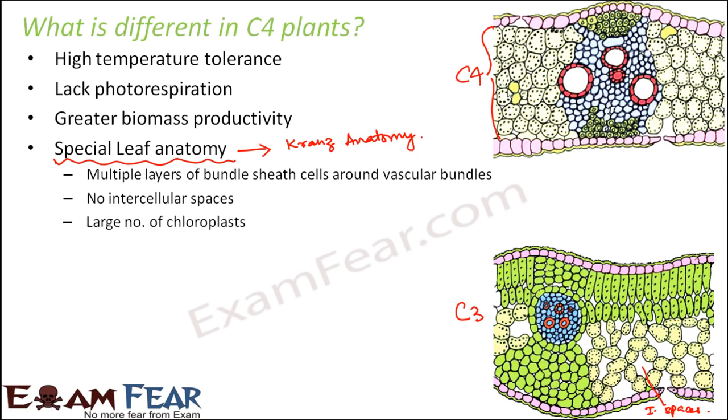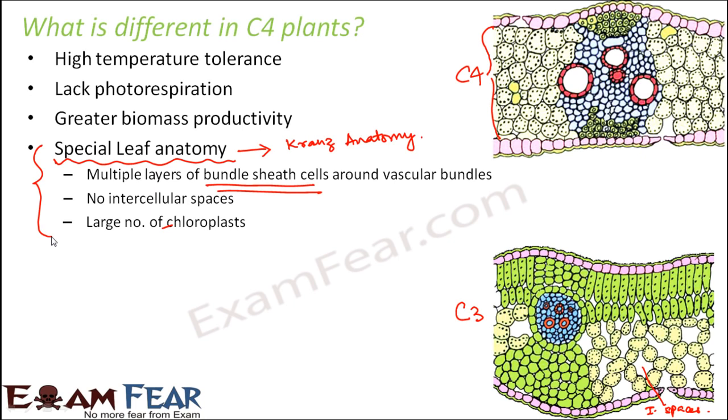Large number of chloroplasts. If you look at a C4 plant, you will see a greater number of chloroplasts present in the bundle sheath cells, because here the bundle sheath cells are quite prominent. Whereas in a C3 plant, there are fewer chloroplasts, and they are present only in the mesophyll layer, not in the bundle sheath. As I said, the bundle sheath cells are more prominent in C4 plants, which is not so in C3 plants. So by looking at the internal structure of the leaf, you can very easily identify which is a C4 plant and which is a C3 plant.